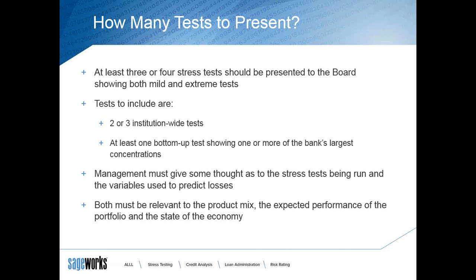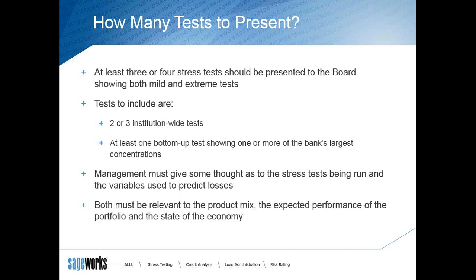And then I think you need at least 1 bottom-up test, whether it's maybe your commercial real estate test, your Resi 1 to 4 tests, or even stressing your 10 largest or 20 largest borrowers. I think showing them that is also very critical. And that variable test, that 1 bottom-up, mix it up every quarter, every year, maybe do something a little bit different with that so they can see emerging risks that are coming up in the portfolio. It's good to change it up a little bit.